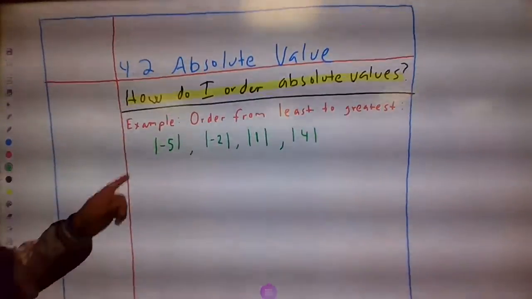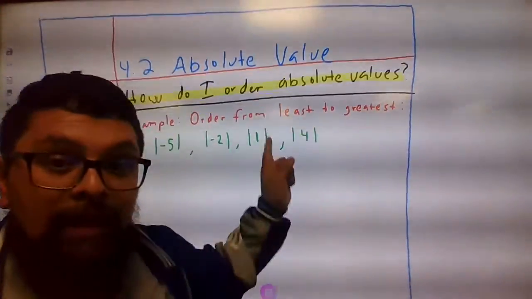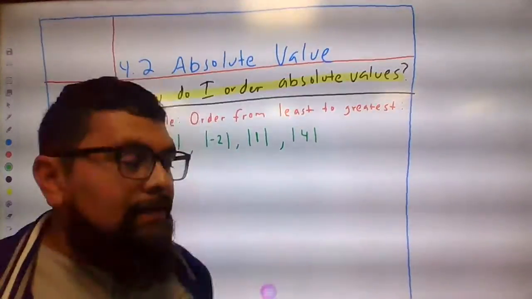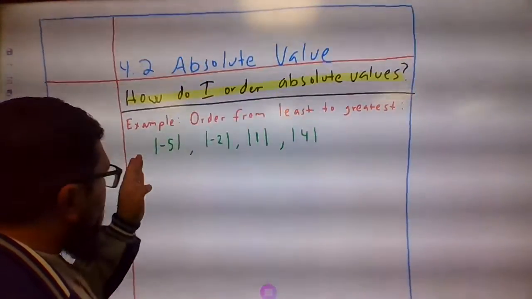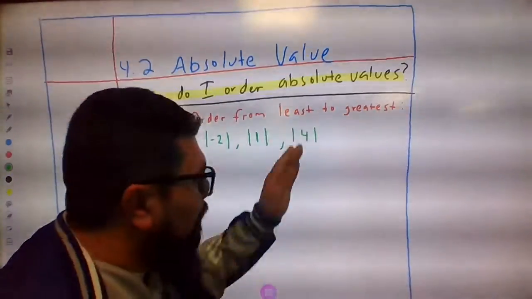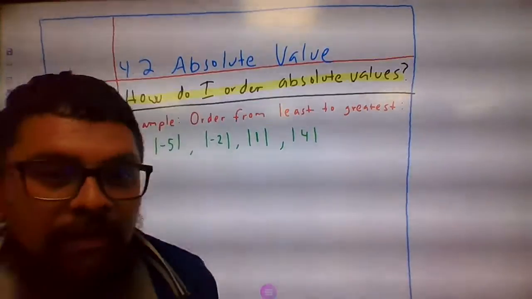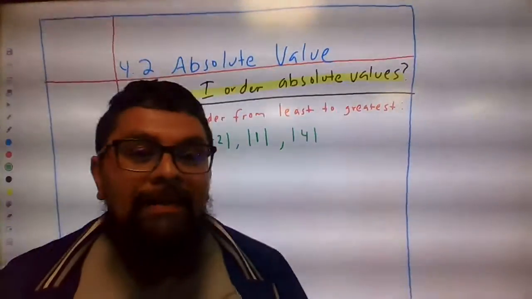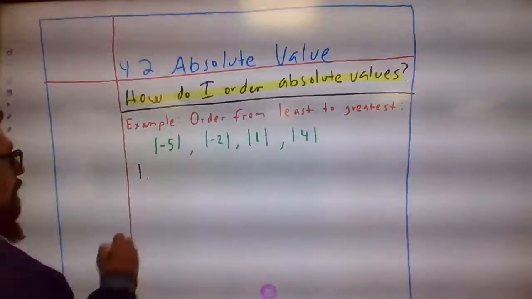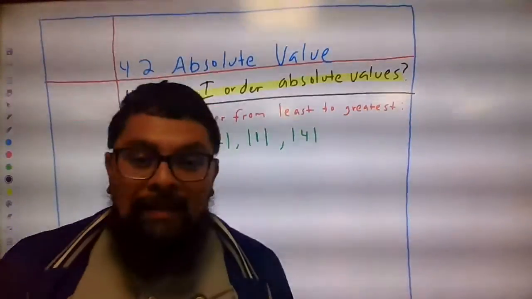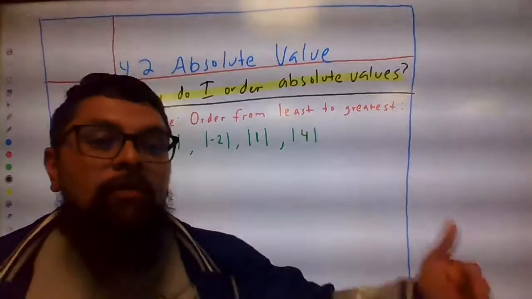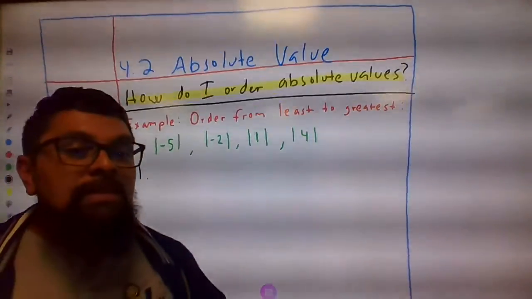Order from least to greatest. So you have to order from the smallest to the biggest. Least to greatest. So we have the absolute value of -5, the absolute value of -2, the absolute value of 1, the absolute value of 4. What you're going to do first is, right below these, write the absolute value of them. So that's step 1. What's the absolute value of each one of these? What is the distance from 0 of each one of these? We've already been working over some of these, so this should be much easier.